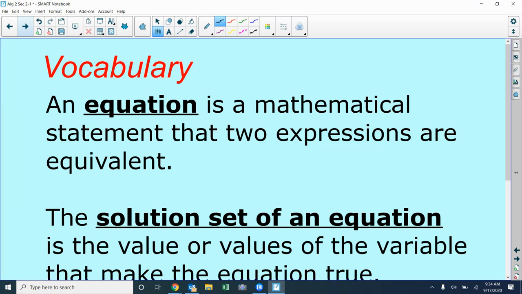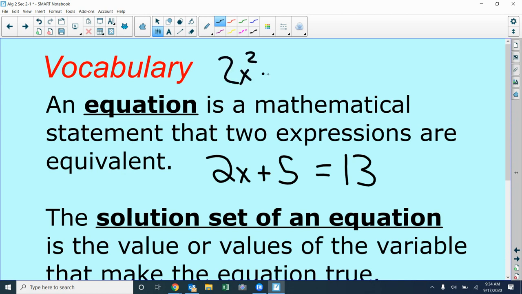An equation is a mathematical statement. As I talked about before, write what you want. What does an equation look like? A very simple one: 2x plus 5 equals 13. Of course, we can have much more complex equations, like 2x to the second power minus 2x plus 10 equals 30. That would be quadratic. But an equation has an equal sign and a variable.